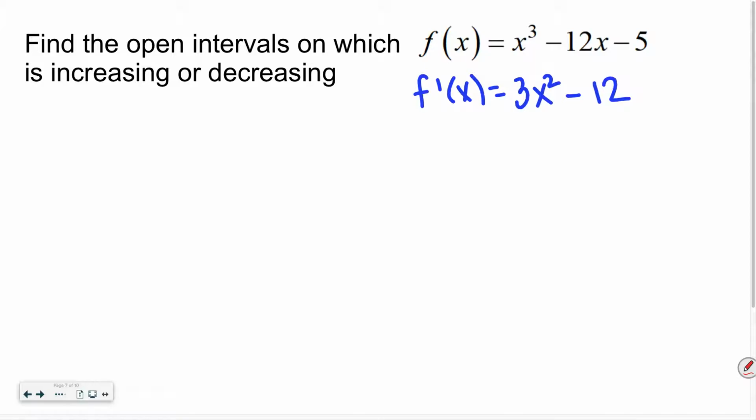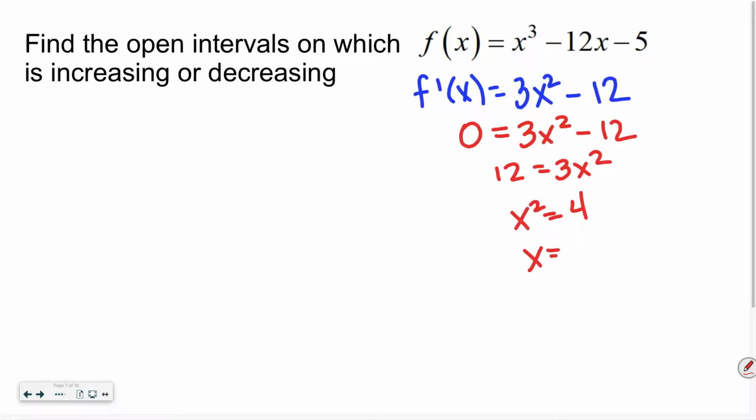Do you agree with my derivative? Now we need to solve. You can do this a couple of different ways. You can factor out a 3 and factor, or you could move the 12 over and say x squared is 4, so x is plus or minus 2. You have some options, and that's nice, right? I like having options. All right, so these are our critical values.